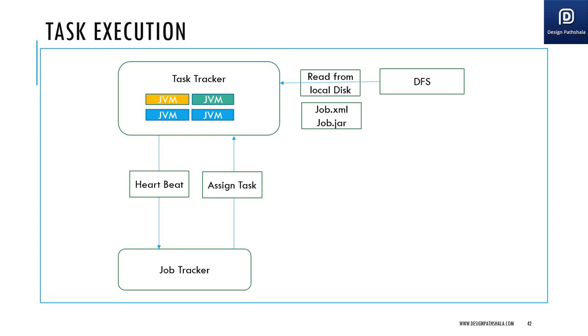So when data node communicates to name node, again they communicate on a different protocol. When job tracker communicates to task tracker, again they communicate on different protocols. The RPCs, HTTP over TCP. I'll tell you all of them. So they communicate on different protocols.